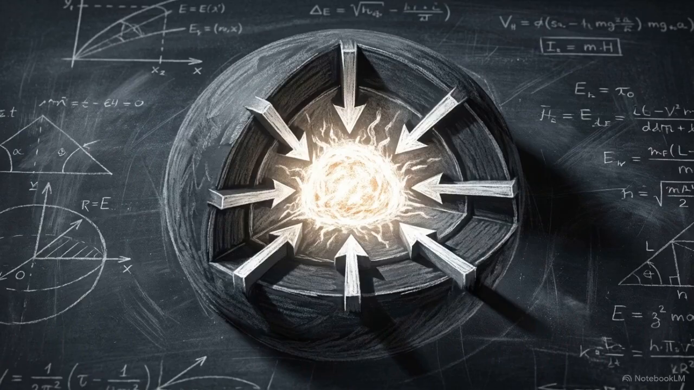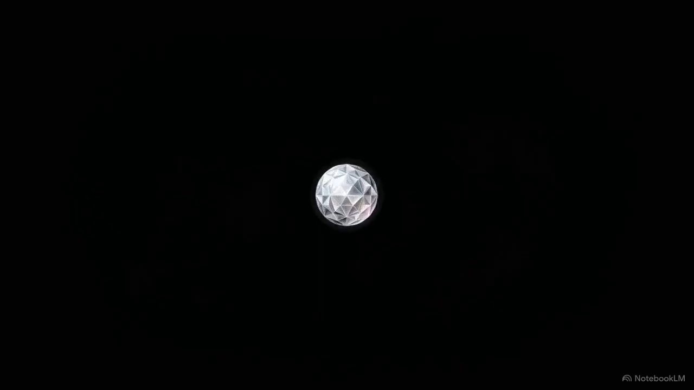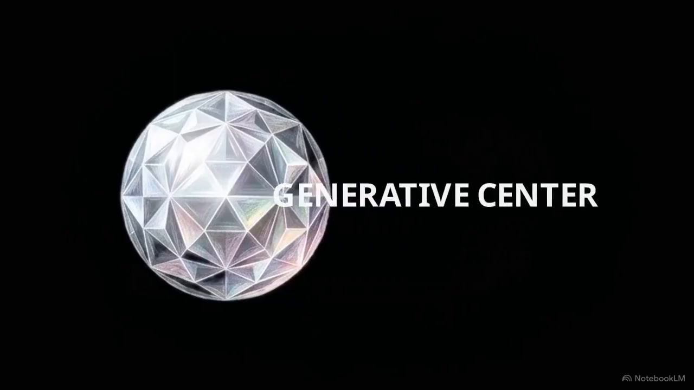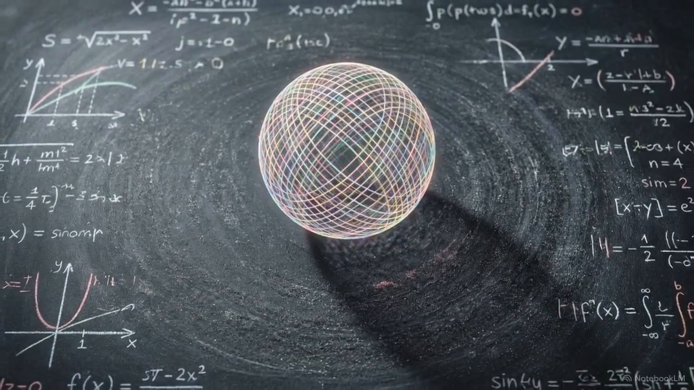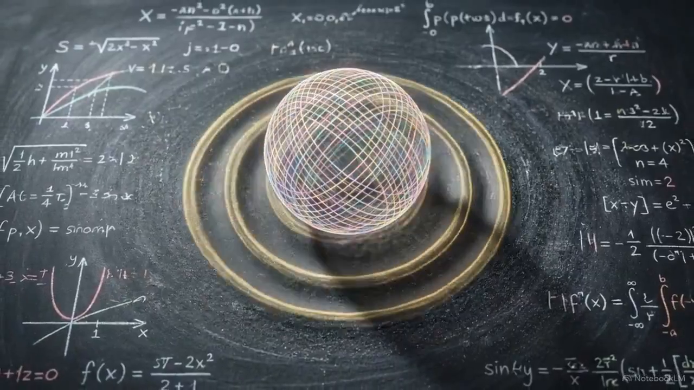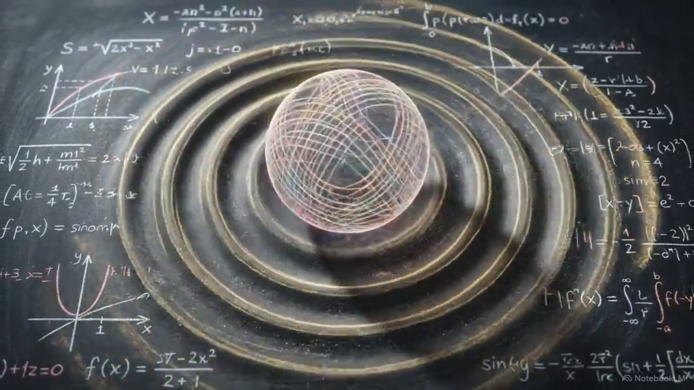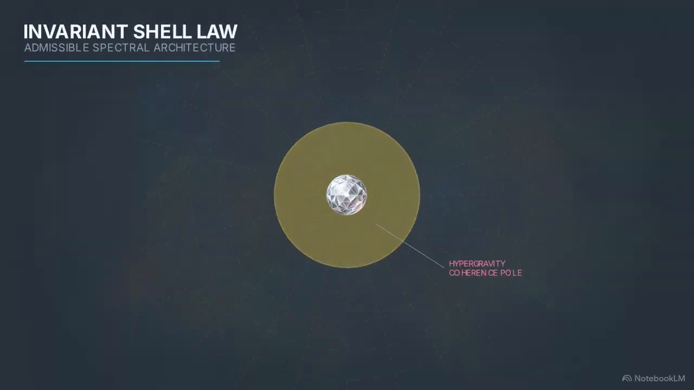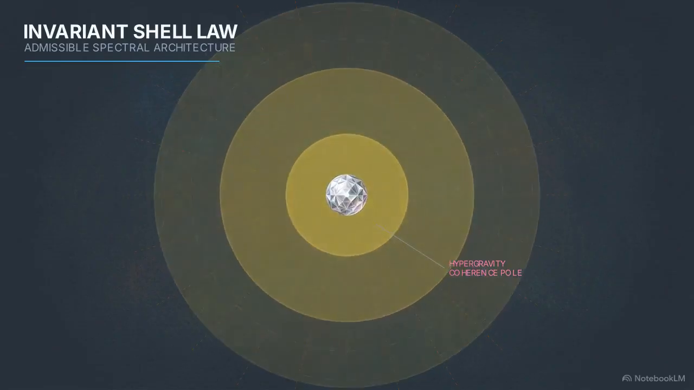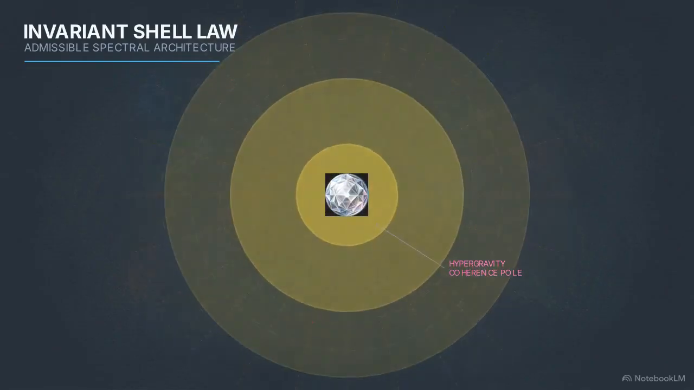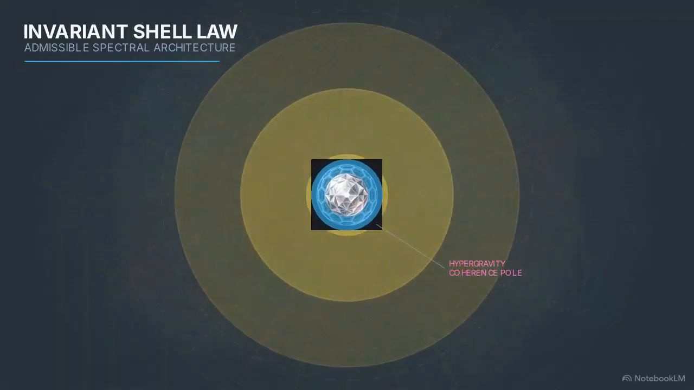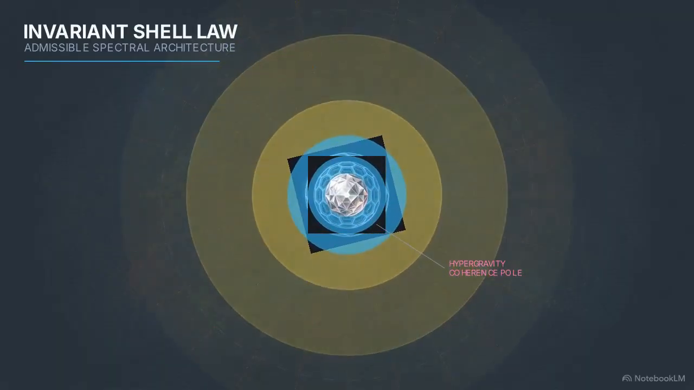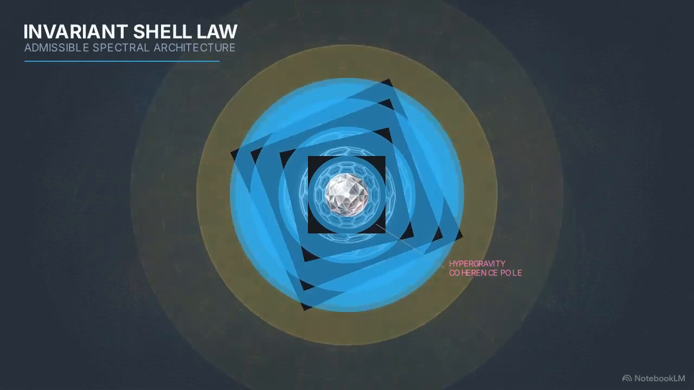The standard astrophysical model defines the stellar core strictly by extreme temperature, pressure, and thermodynamic output. Stellar closure physics redefines this core as a hypergravity coherence pole. This is a bounded region of maximal structural order. It serves as the generative center for the entire stellar body. This central pole generates a mathematical architecture known as invariant shell law. It specifies the ideal, structured family of wave modes and shells permitted by the geometry of a spherical resonant body, providing an admissible spectral architecture entirely independent of the physical medium.